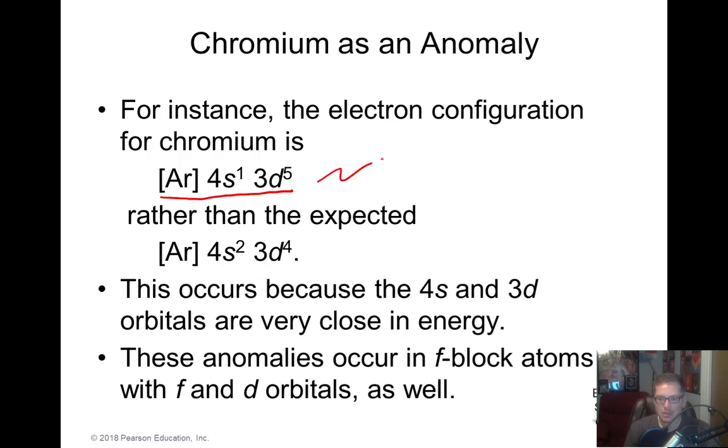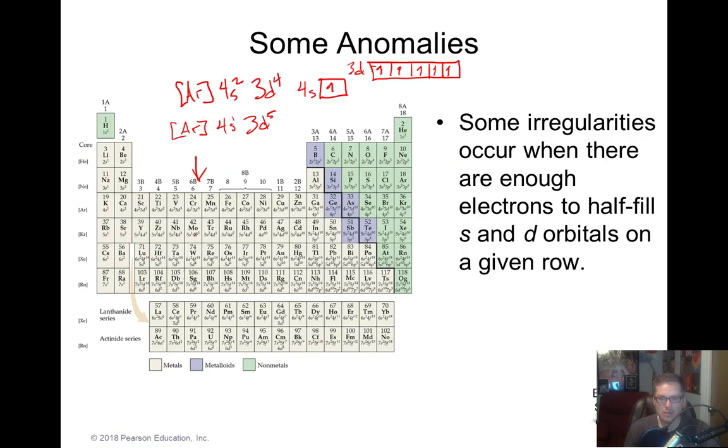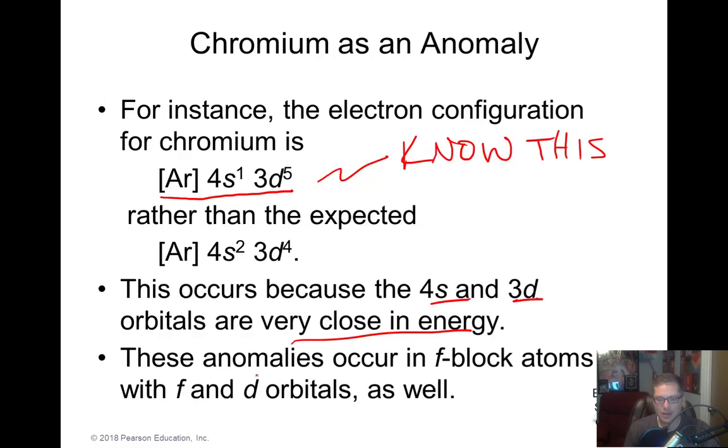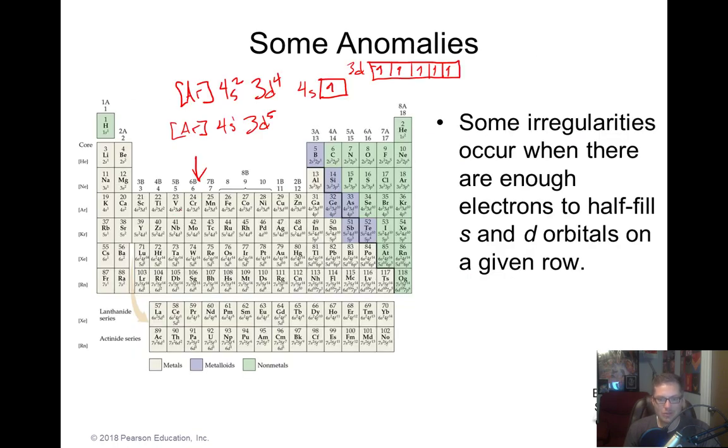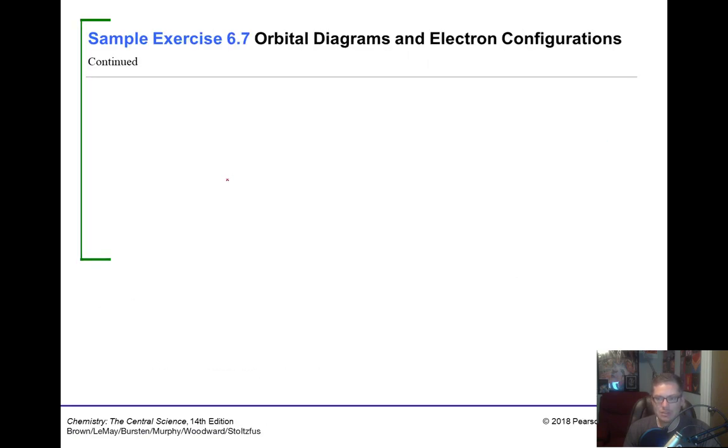This is the big exception that I want you to know. Know this, and you should be able to explain why: it's because the 4s and 3d orbitals are very close in energy. They also occur in the F block atoms and the d orbitals as you move farther down, so the elements underneath chromium. It happens again with molybdenum and tungsten and seaborgium, and then again at number 6 of the lanthanides, this one here, and so on. But chromium is the big example, because chromium occurs a lot. It's only element 24. There's a lot of chromium bouncing around. So that's the big one I want you to pay attention to.